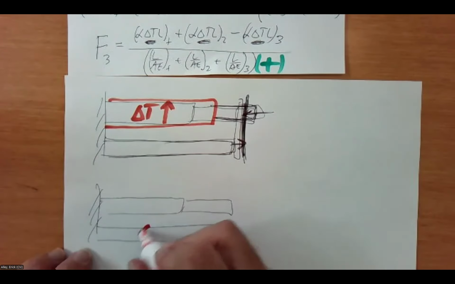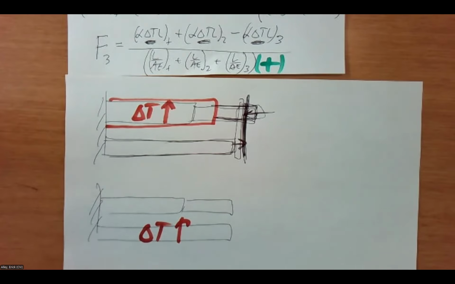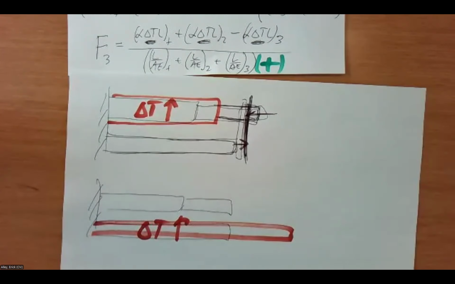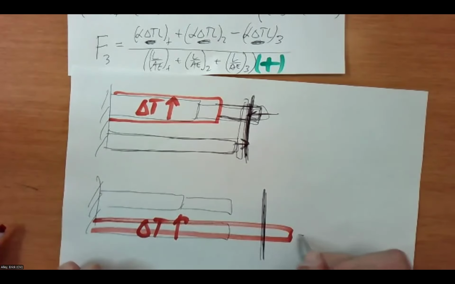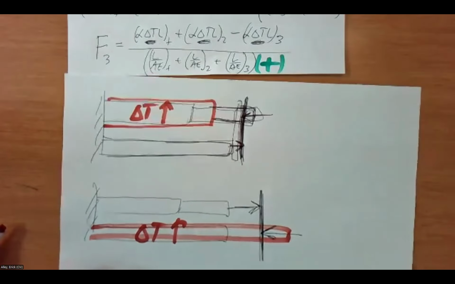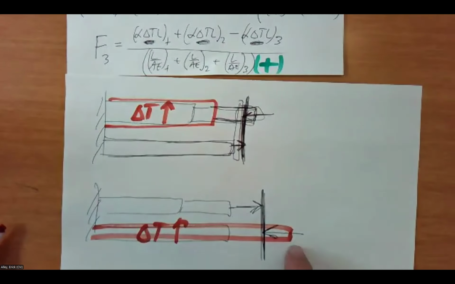So if I just heat up bar number 3 here, then I know that third bar would like to stretch, but 1 and 2 aren't going to move at all. So I'd have to push back on bar number 3 and pull out on bar 1 and 2. And that tells me if I only have a delta T3, I get a negative, or compressive, force on that bar number 3.